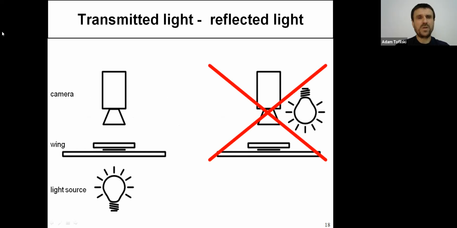The illumination, I think, is important. And I think much better is transmitted light. And this illustration should explain it to you. So here you see in the top the camera, you see the wing between two pieces of glass, and the light source is on the other side of the wing. Because the parts of the wings are transparent, you get a very good image when you use transmitted light.